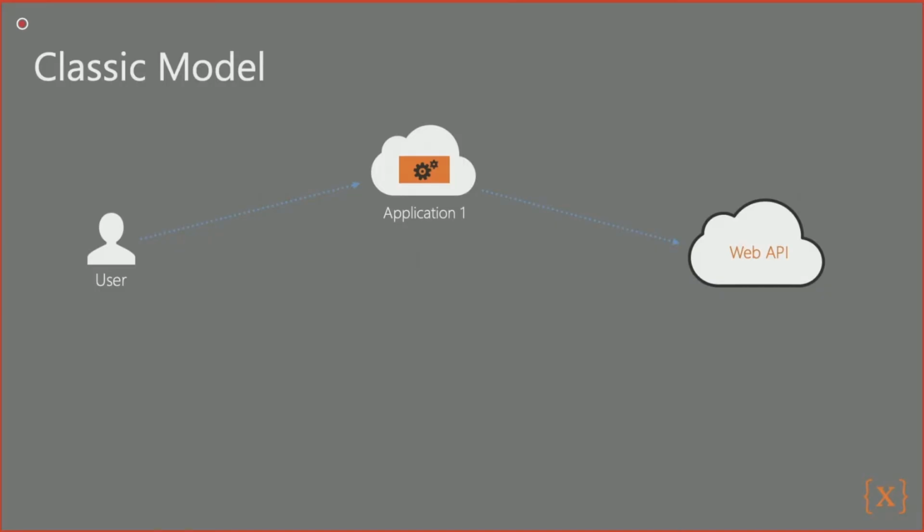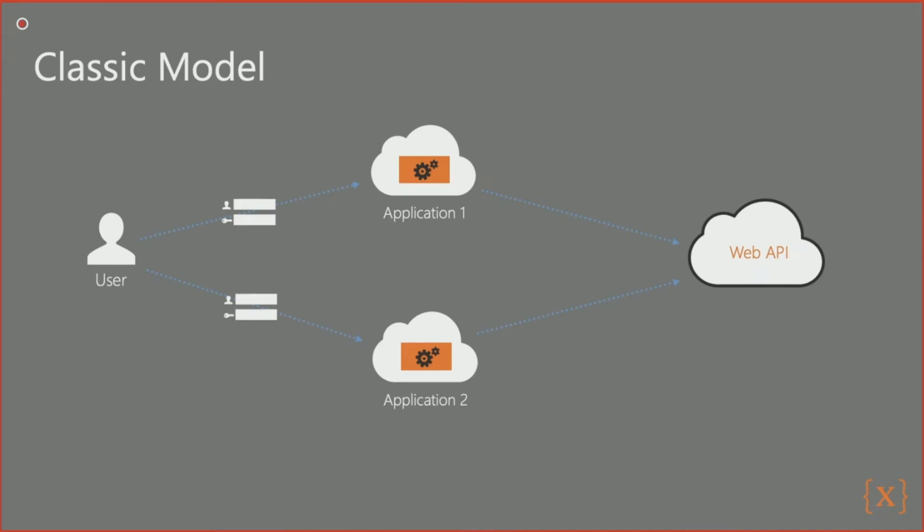So, a diagram that quickly shows it. User wants to access application 1. They type in their username and password to application 1, and then application 1 does its business with the web API. User wants to now access application 2. They have to type in the credentials to application 2, and then that application will communicate with the web API. Kind of two isolated efforts.